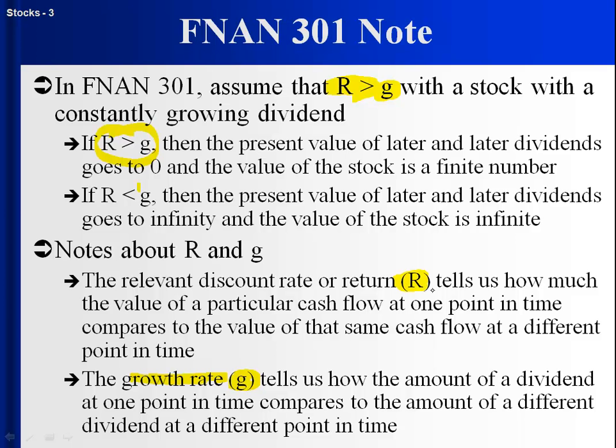R is the relevant discount rate, the expected return for a period, whether it's a quarter or a year, and it tells us how much a particular dividend or a particular cash flow is worth at a point in time. What's its present value? So again, it's an understanding of the difference between G and R.